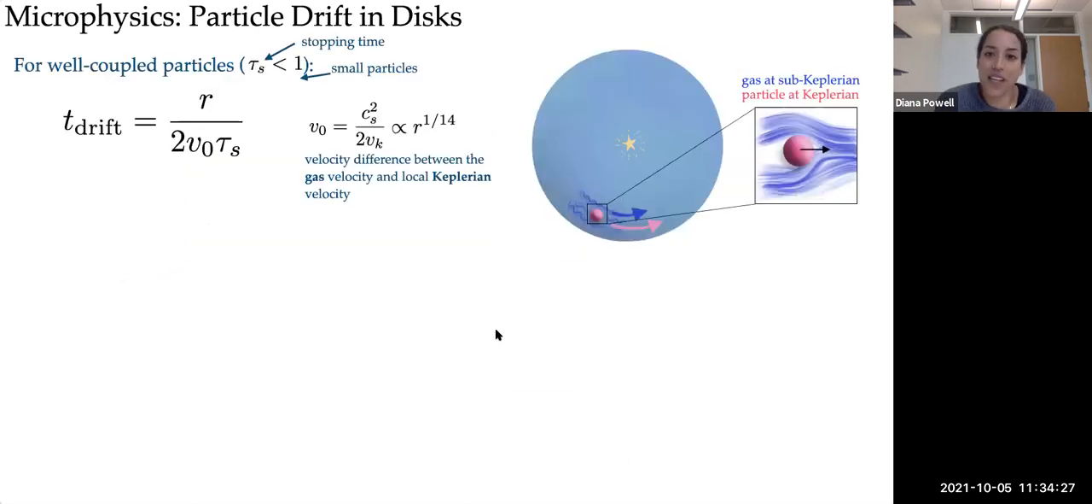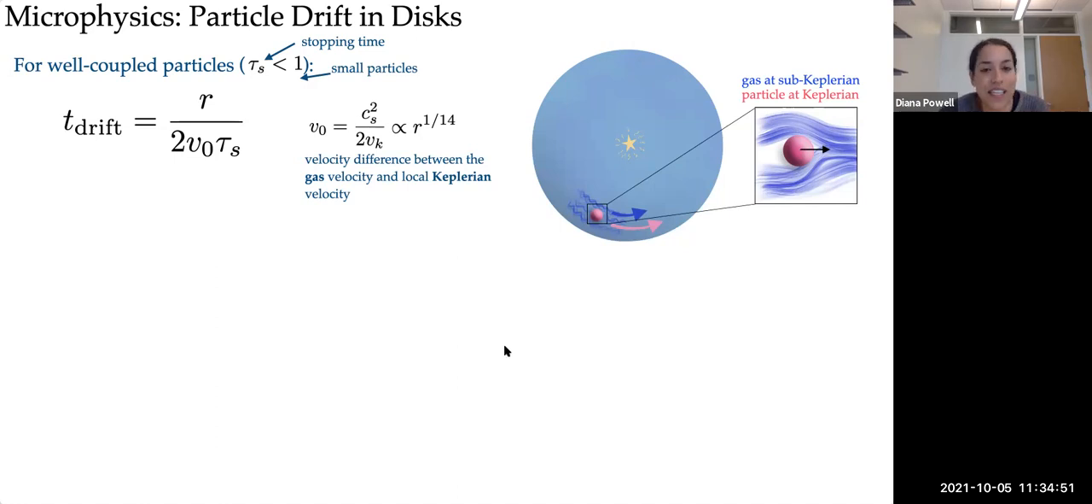Okay, but particle drift. So particles drift in disks because the gas feels an outward pressure gradient that causes the particles to feel a drag that removes some of their angular momentum and causes them to drift inwards towards their host star. And so I'll take just a little bit of time walking through this timescale, since it will lead to the key equation for this portion of the talk.